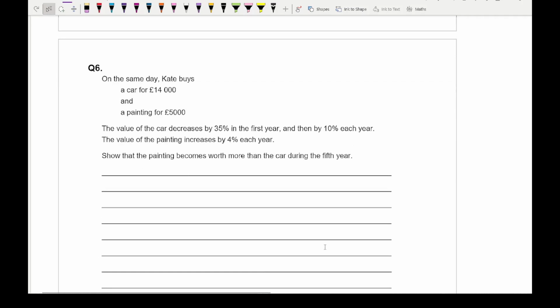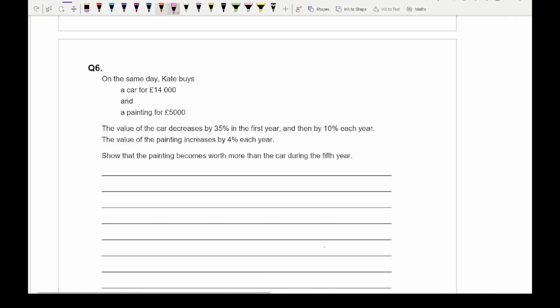Then moving on to our last question, it says that on the same date, Kate buys a car for £14,000 and a painting for £5,000. The value of the car decreases by 35% in the first year and then 10% each year. The value of the painting increases by 4% each year. Show that the painting becomes worth more than the car during the 5th year.